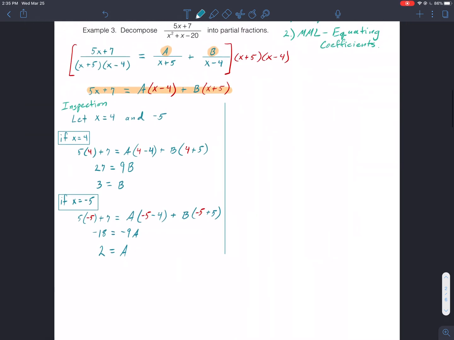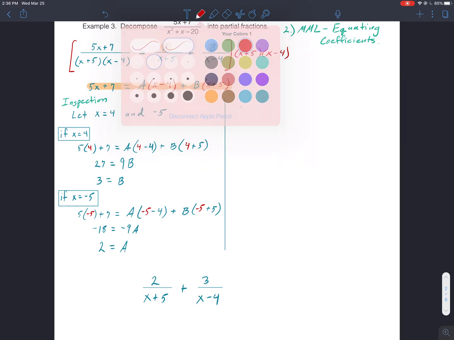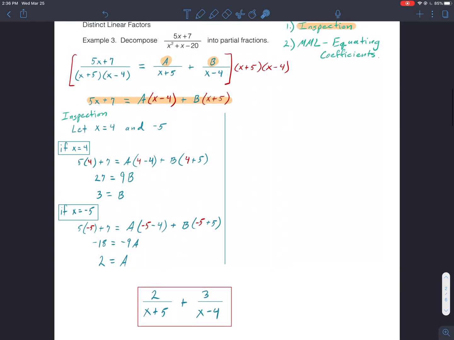So our final answer is that 5x plus 7 over x squared plus x minus 20 is really the same as 2 over x plus 5 plus 3 over x minus 4. And I guarantee you, if you go back and you multiply these by a common denominator, meaning you take this expression, you multiply by x minus 4 over x minus 4, and you take this expression, you multiply by x plus 5 over x plus 5, and you combine them, you're going to get back to where we started. You're going to get here. All right? There we go. We have successfully broken down this fraction, 5x plus 7 over x squared plus x minus 20.